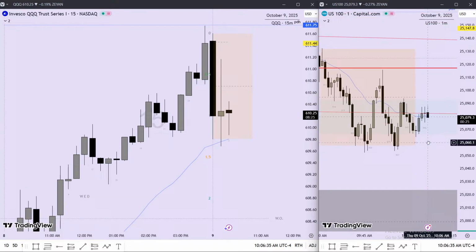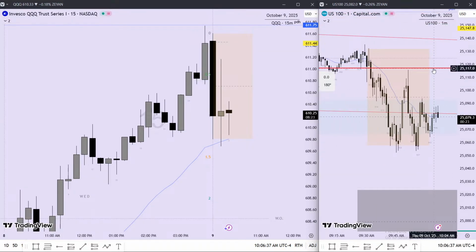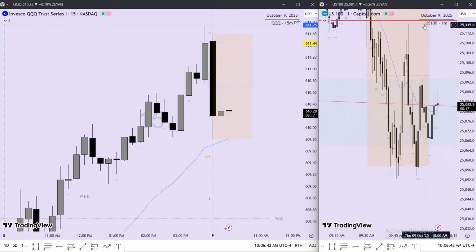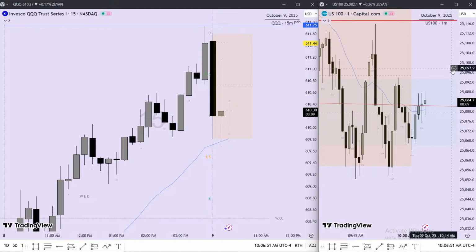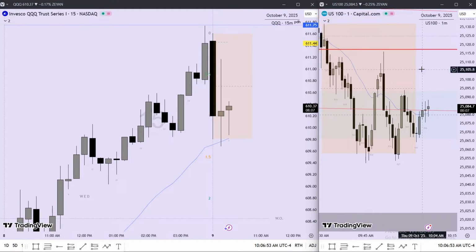I'll be very much interested in taking a long position, even a swing long position, if we move above 117. Otherwise, I'm more biased towards this price action being the range. So it's better not to execute.